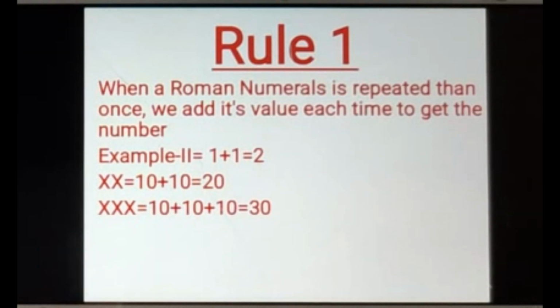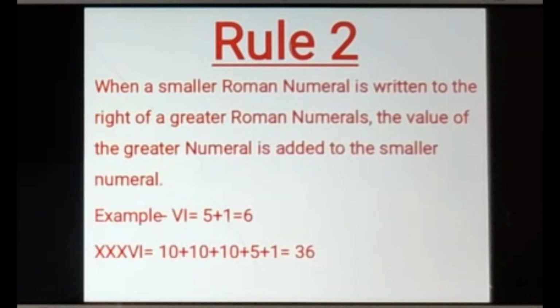So with this, we are over with rule number 1. I hope it is clear. Let's proceed to rule number 2. Rule number 2 states that whenever a smaller Roman numeral is written to the right of a greater Roman numeral, the value of the smaller numeral is added to the greater numeral. I will explain this with an example. Here you can see VI. I is a smaller Roman numeral than V.